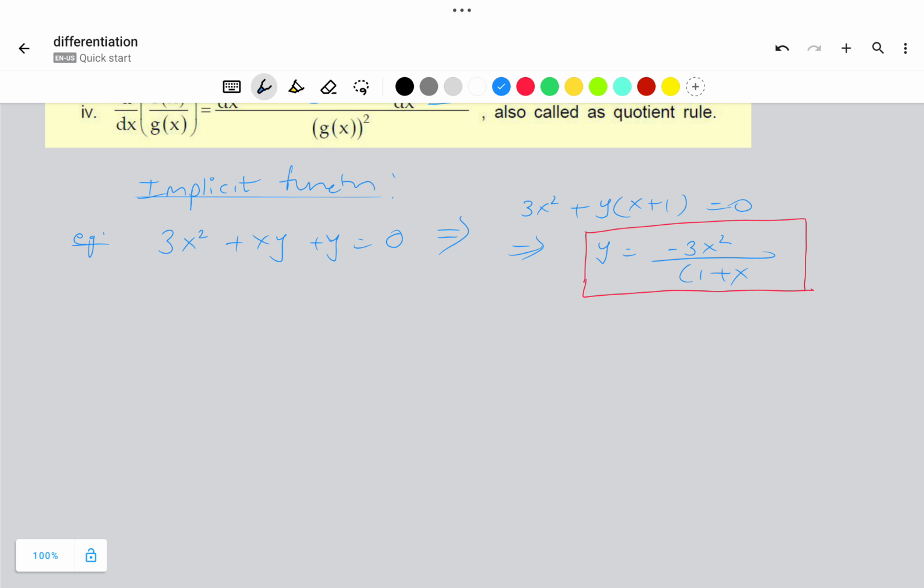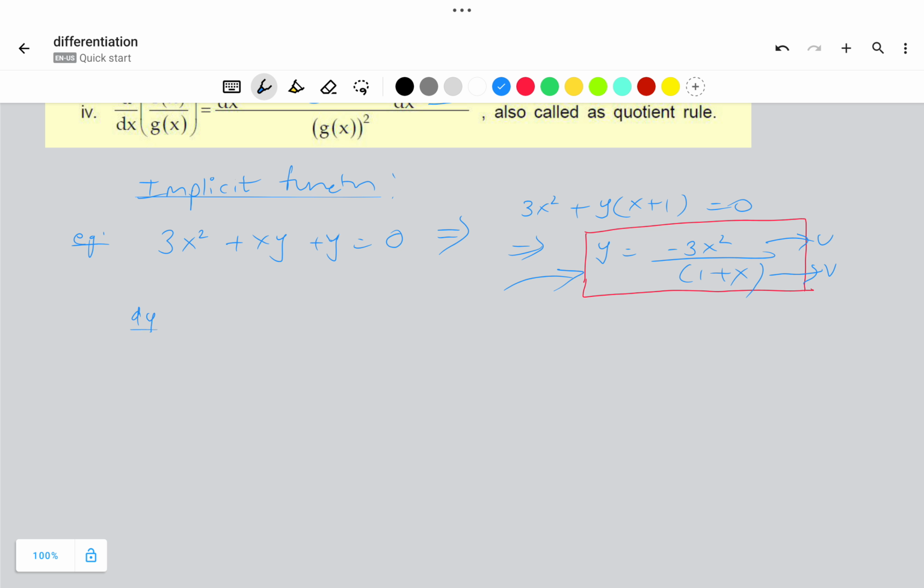If we have any equation, we can make it simpler, either in terms of x or in terms of y, and then choose to take the derivative of it. Now suppose we want to take the derivative of this function. How will we do it? This is our u and this is our v, so here we can apply the u by v rule.